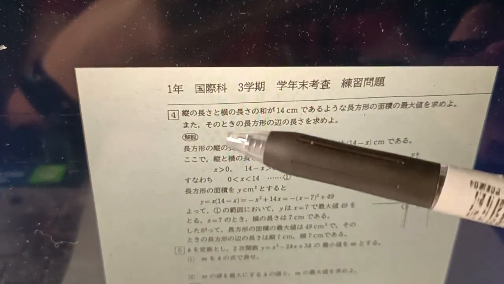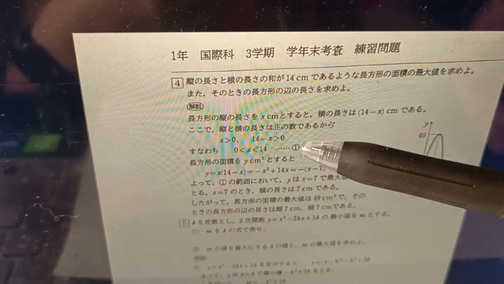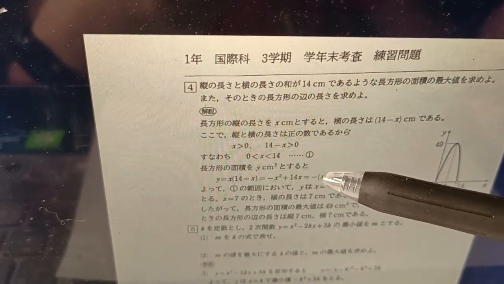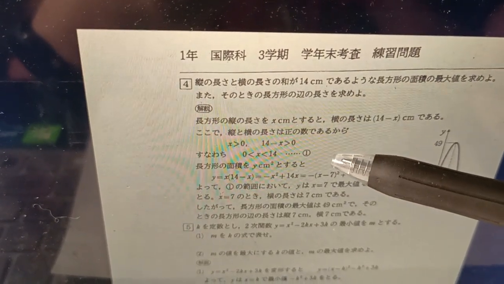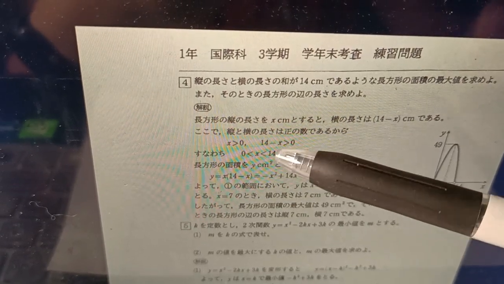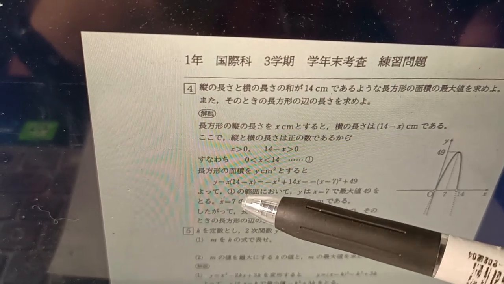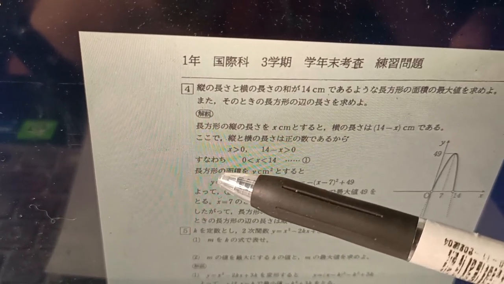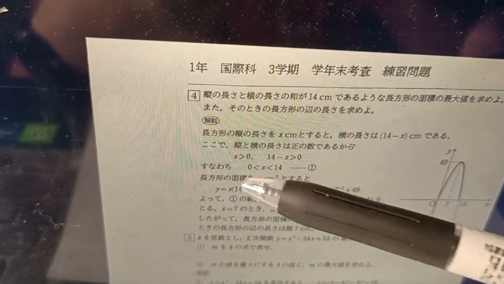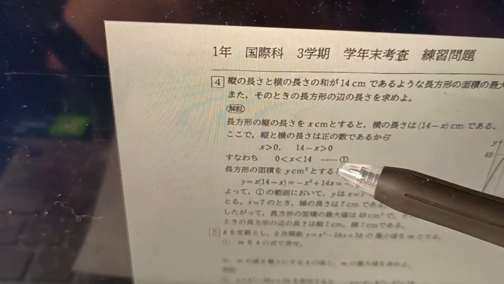And then the explanation over here: X must be bigger than 0. Of course, the rectangle's side cannot be negative, right? 14 minus X is also bigger than 0, because, of course, it cannot be negative. That's why X is between 0 and 14. It's not 0 less-than-or-equal, because it's impossible for the length or the height of the rectangle to be 0. So it should be bigger than 0, but less than 14. Okay, so we have this explanation.